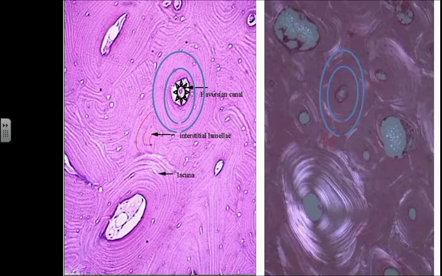When you look at the right side, you have the same image, but under polarizable microscopy, you can appreciate the Haversian canal, the space, as I'm pointing with my arrow, and around it, there are the concentric lamellae, which I drew two in blue line, but it's very nice over here. You can see the Haversian canal, the space over here, and the concentric lamellae around.